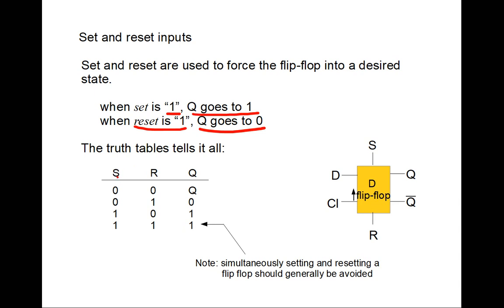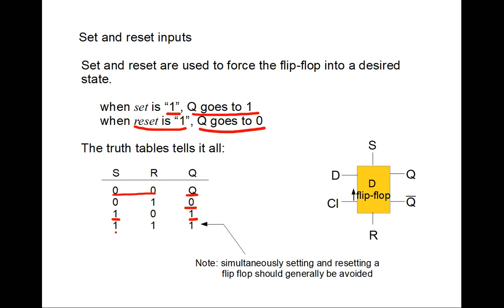So we have the values of set and reset. These are all the possible combinations of set and reset values, and this is the result of those values. When set and reset are both 0, the state of the flip-flop is unchanged. The flip-flop basically just stays the way it is. When the reset becomes 1, the state becomes 0. When the set becomes 1, the state becomes 1.